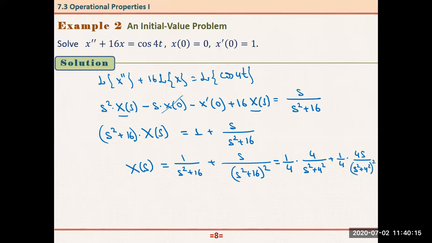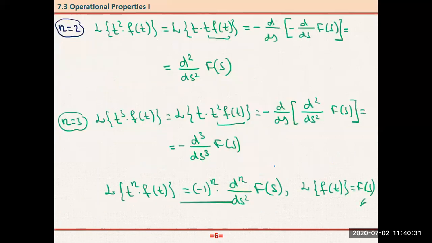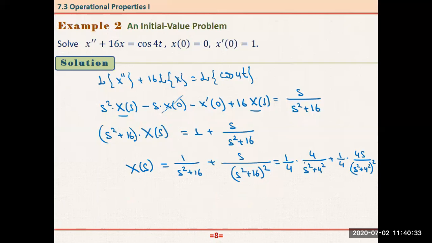The previous one is, as you see here, we have 2k times s over s squared plus k squared, squared. If k equals 4, what do we have here? Here we have 8, right? 8 times s, so here we have k squared, it is 4 squared. So we need to have here not 4. So it is 2k it should be. So if this one is 4, this should be 8.